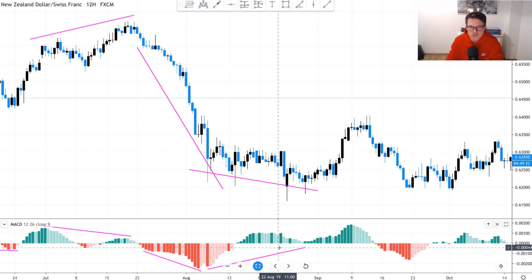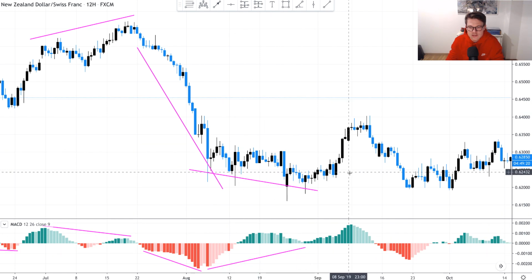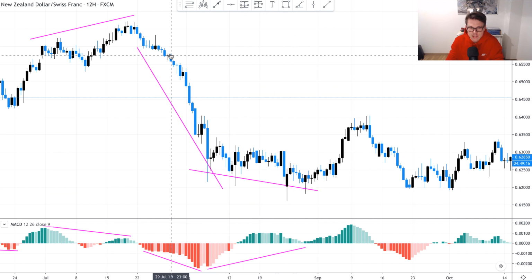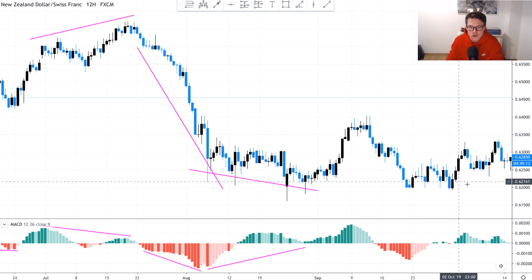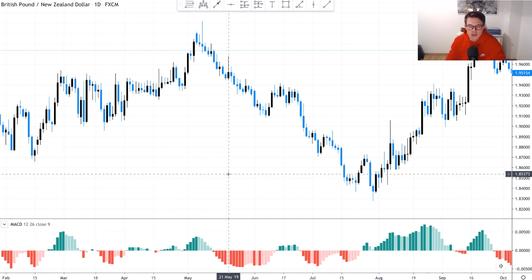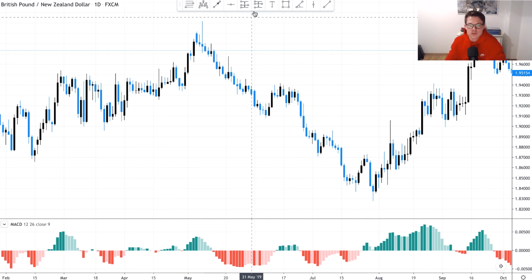The MACD would have warned you already that now it's not the time to look for more short setups. It's time to either get out of the short setup after the divergence or maybe even look for buying opportunities. This is how you would use the MACD divergence, and the RSI is very similar. Let's take a look at a few more examples.